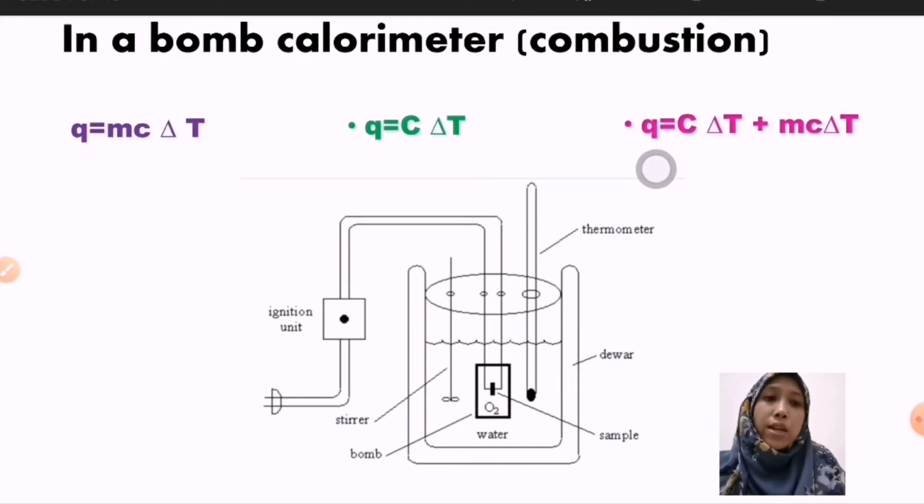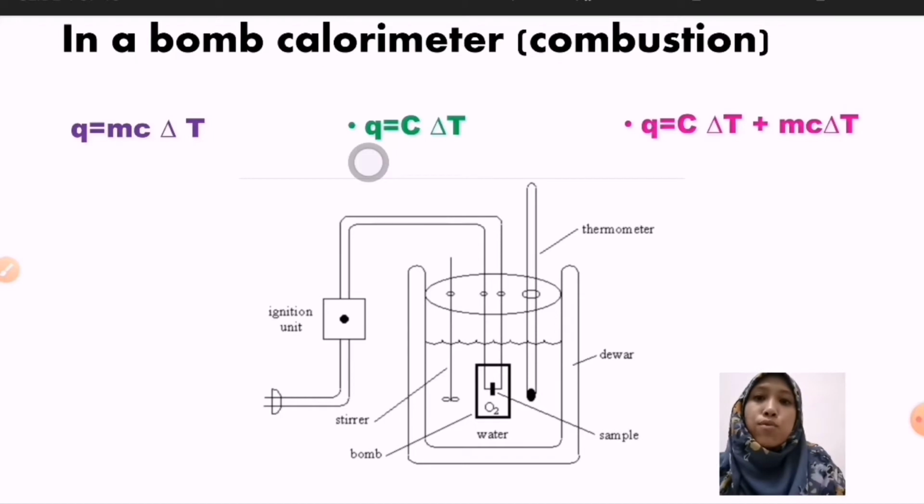And then the heat released will be absorbed by both, okay, sama kedua-dua lah, water dan juga calorimeter. So you have to use C delta T plus M C delta T. So untuk formula ni ada M ya. So M ni merujuk kepada water in that calorimeter, bukannya mass of that substance yang terbakar.